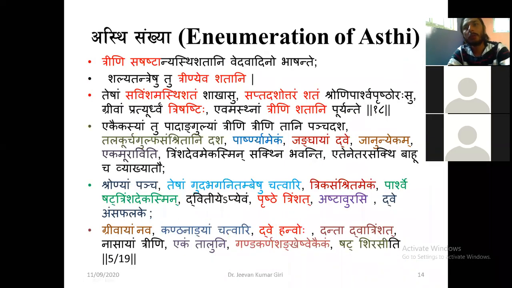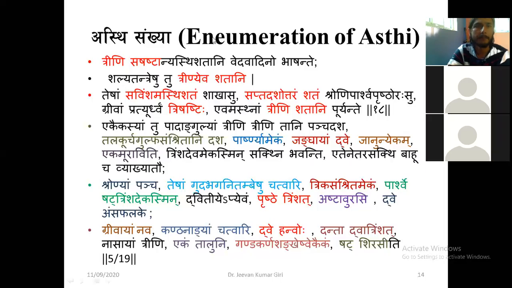Now see the enumeration of the asti, or Asti Sankhya. How many bones are in the body? The Acharyas have told us; different Acharyas have given different numbers for the total count of bones in the body. How many bones are present in the upper limb? How many in the lower limb? How many in the trunk? They are mentioned. Acharya Sushruta has mentioned a different number, and Acharya Charaka and Vagbhata have mentioned a different number.